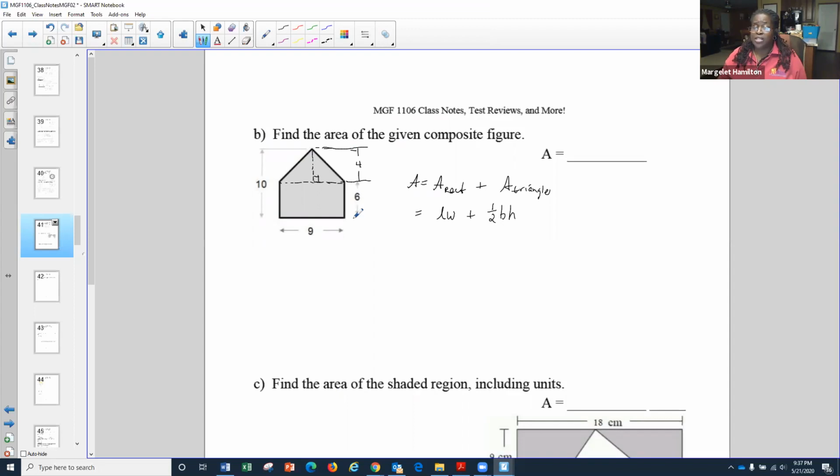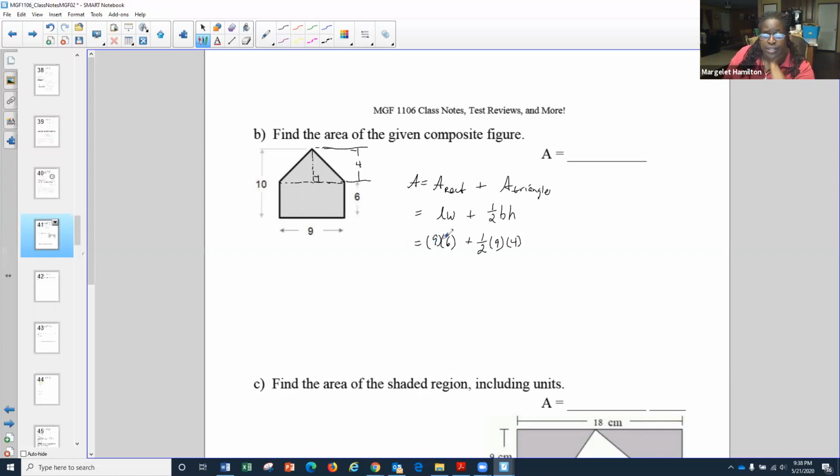Now I'm ready to plug some stuff in. Okay, now I have my length and my width for my rectangle, which is 9 times 6, plus 1/2. Now I need the base of my triangle, which we know is 9 again. And then the height that we found of our triangle is 4. There's my plug-in. Now I'm ready to evaluate.